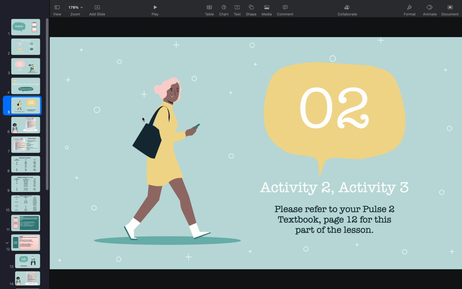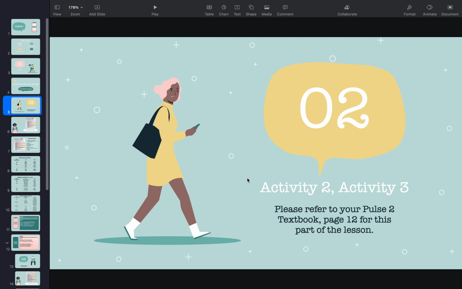Alright, now second part. For activity 2 and 3. Starting from here, you'll have to refer to your PALS 2 textbook, page 12 for this part of the lesson. Okay, bermula daripada sekarang ni, kamu mesti ada buku teks PALS 2 kamu dekat tangan. Okay, dah ada, tengok muka surat 12. Kalau tak ada, tak apa, teacher ada gambar nanti dekat sini, okay?